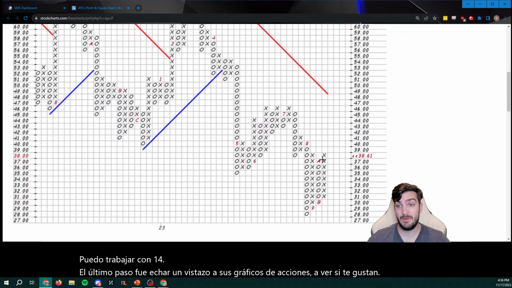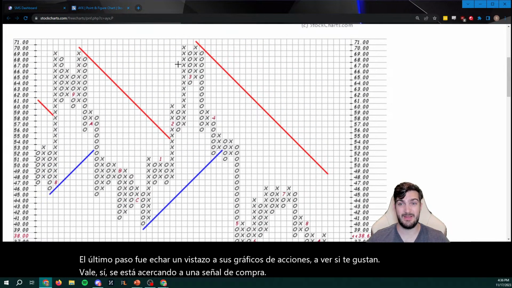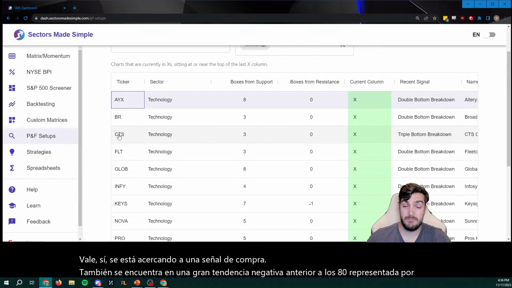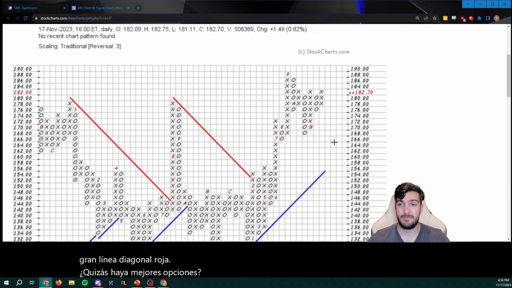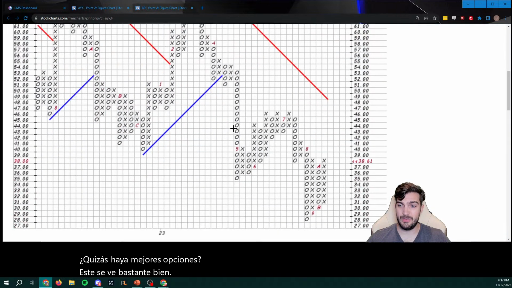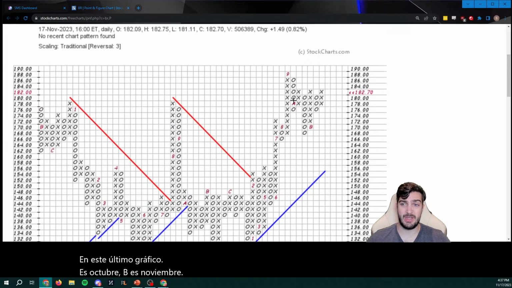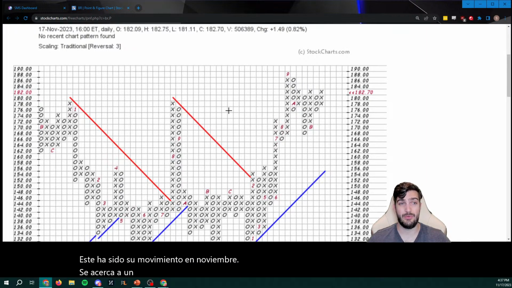First one, okay, yeah, it's approaching a buy signal. It's also in a pretty big negative trend represented by this big red diagonal line. Maybe there's better options. This one looks pretty good. On that last chart, A is October, B is November. So here we're seeing this was its movement in October. This has been its movement in November. It is approaching a triple top breakout. So 3 levels of resistance.